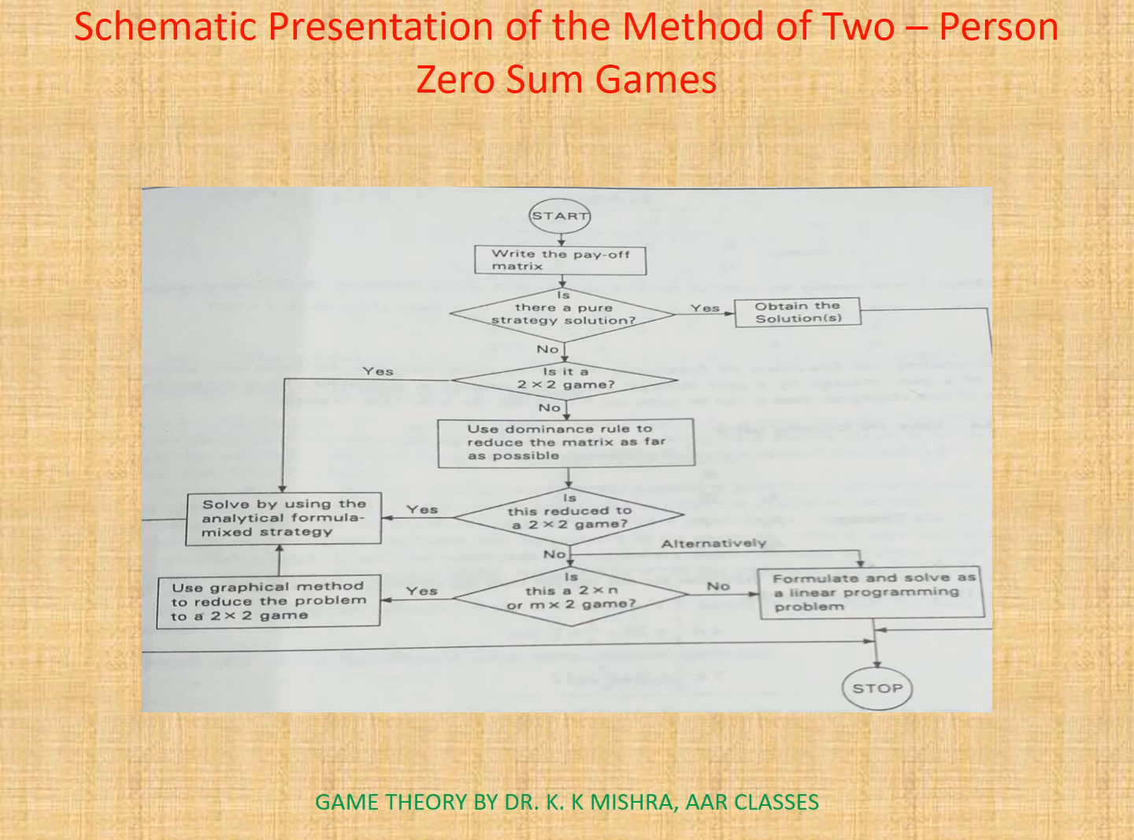Is this reduced to a 2 cross 2 game? If yes, again solve it by the analytical formula of mixed strategy. If no, then alternatively formulate and solve by linear programming. Otherwise, is this a 2 cross n or m cross 2? If yes, use the graphical method to reduce the problem to a 2 cross 2 game and formulate. If no, then formulate and solve as a linear programming problem. So that's how this was the conceptually detailed introduction of game theory, methods and procedure.